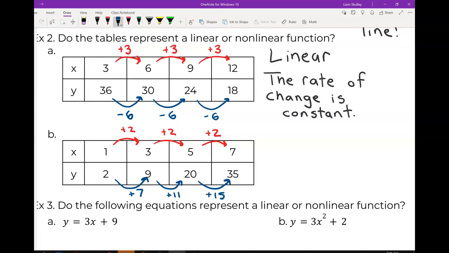It's not linear because this one does not follow a pattern. It does not increase by the same number each time. So we would say this is not linear. And then we just say the opposite of this. We say the rate of change is not constant. And again, we showed our work by our arrows.